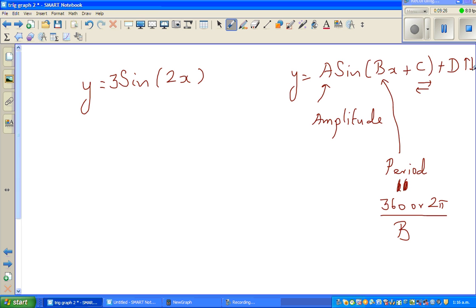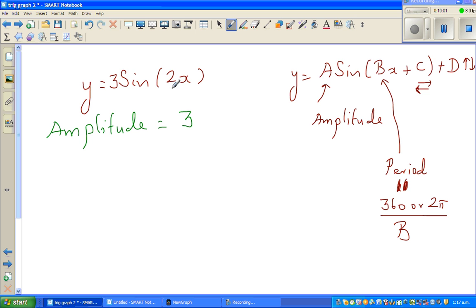So I'll show you this notation. This is easy. This makes that sine graph go up or down, and this number takes the graph to the right or left. This is a bit tricky, I'll do this last. So we have got A. This number 3 corresponds to A. So I can say my amplitude is 3.